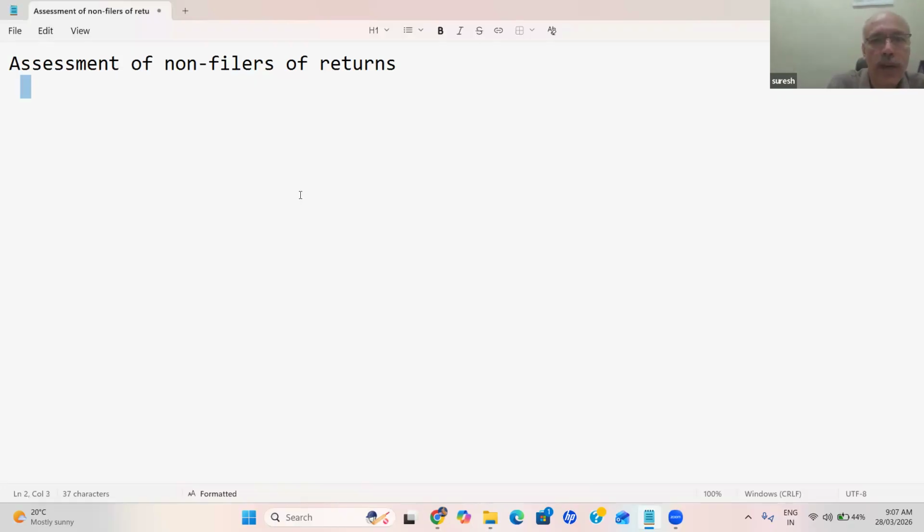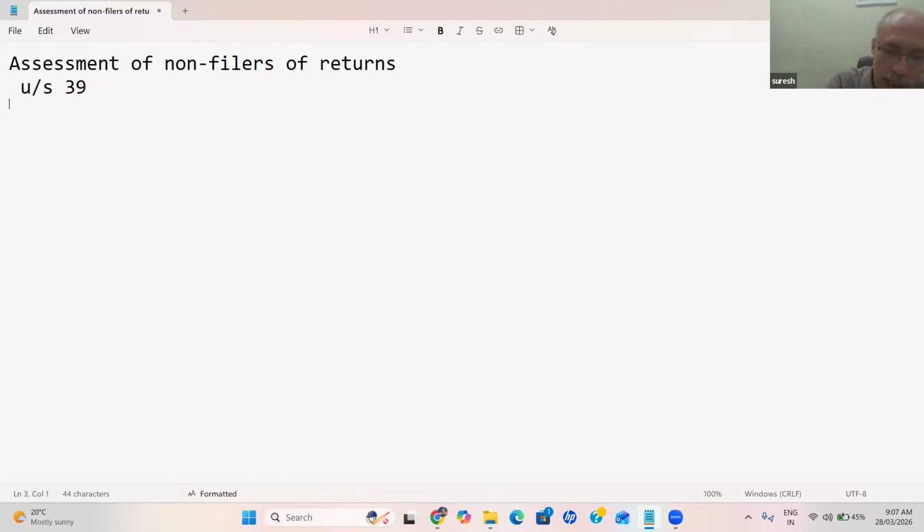Assessment of non-filer of returns. This is section 62. So I tell you, what are the returns? While studying yesterday, I found that there are only three returns. One is under section 39, the monthly or quarterly returns.